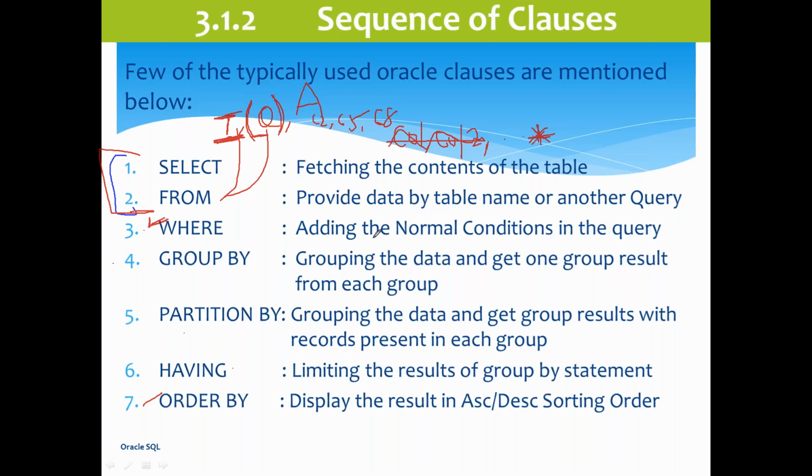It can be one condition, two conditions, multiple conditions. So how do we give multiple conditions in an operator? The logical operators AND and OR will come. Okay. Next is GROUP BY, the fourth clause.